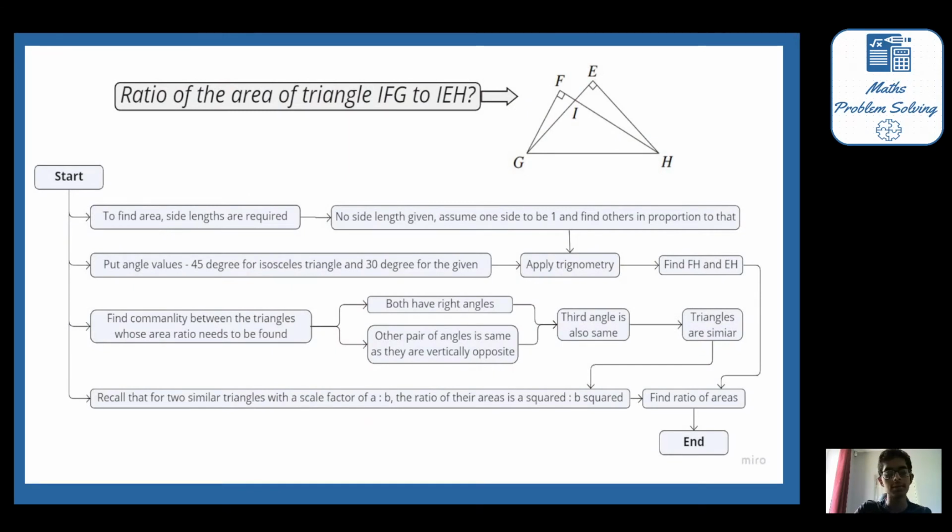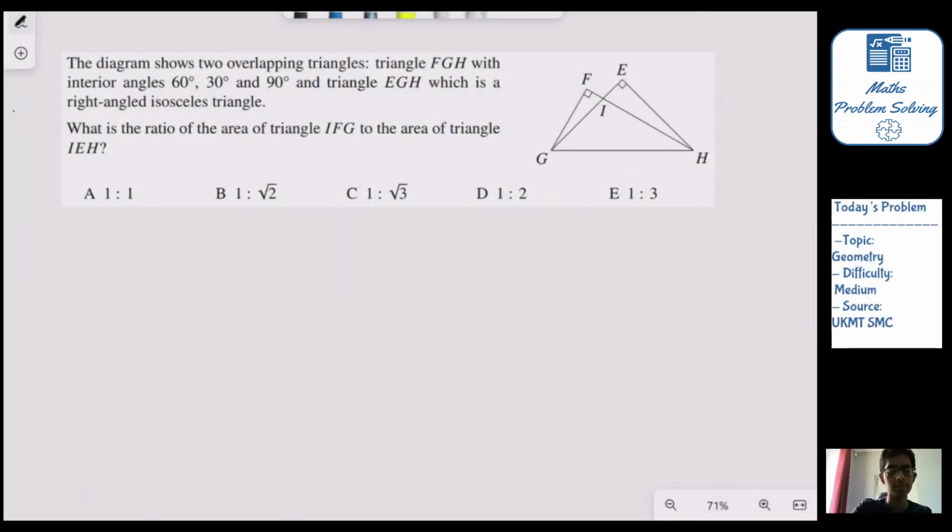Today we're going to be doing a geometry question taken from an SMC. So here's the flowchart for the question. As you can see, there are two triangles which are both right angle triangles, and one of them is a right angle isosceles one, and one of them has angles 60, 30 and 90. We're basically going to work through this by working out the ratio between these two side lengths, FG and EH, and therefore being able to solve the question, which is the ratio of the area. So we'll be coming back to the flowchart towards the end. Let's just get into actually solving it.